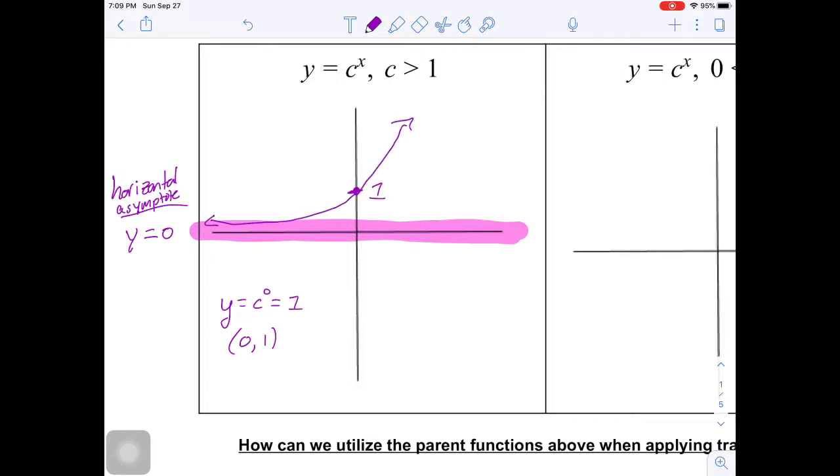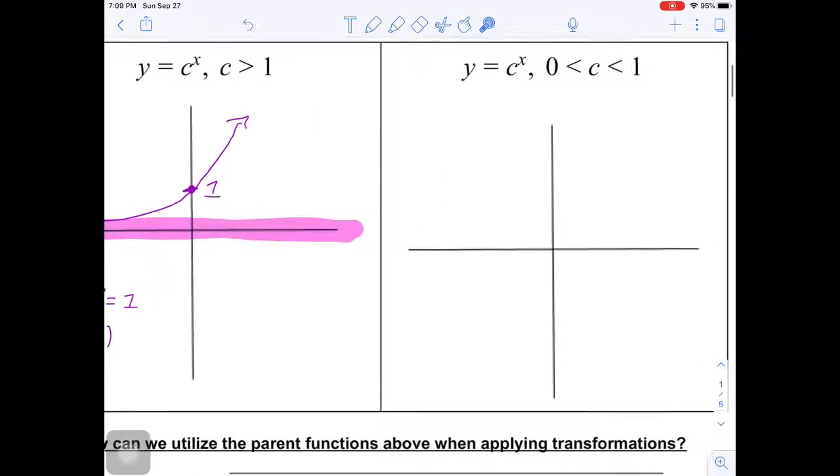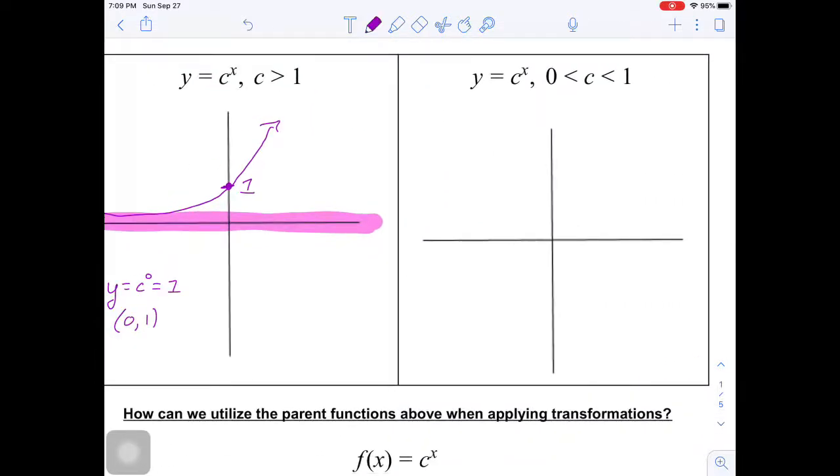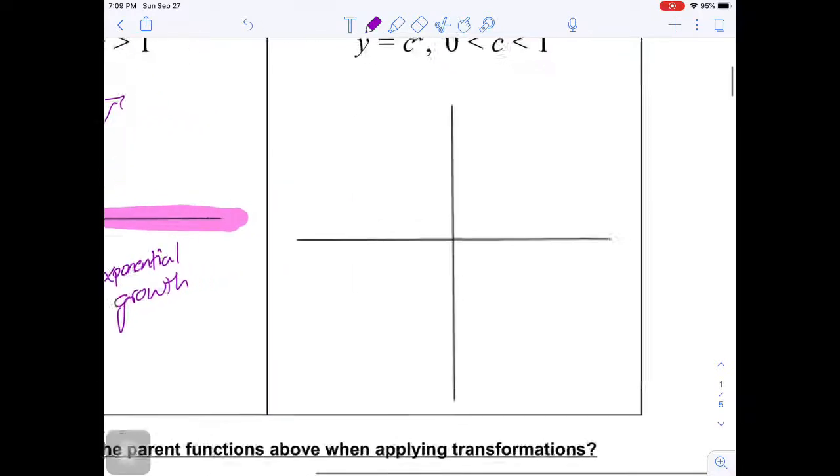Depending on the c value, we will either have steeper exponential growth or more elongated exponential growth. But either way, this is what all parent functions with this general formula look like, where the c value is greater than 1. Now remember, this is known as an exponential growth equation.